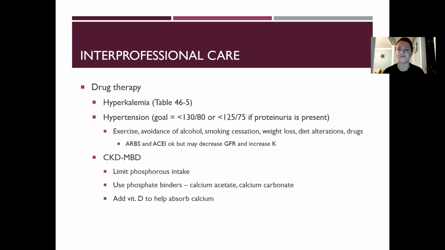Drug therapy, again, is fairly similar to AKI. Treat hyperkalemia, which is on table 46.5, and we discussed in the AKI section. We do want to get the hypertension under control. The goal for most patients is going to be less than 130/80, which is a little higher than normal, but still fairly normal for patients, especially if they have a diagnosis of hypertension. Or we're going to be a little bit tighter on that and say less than 125/75 if proteinuria is present. I don't know who came up with that rule, but those are the suggested guidelines.